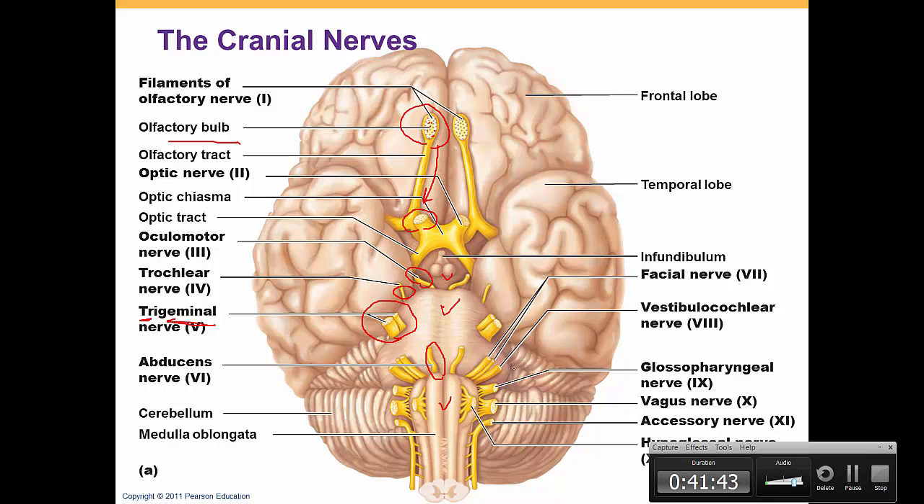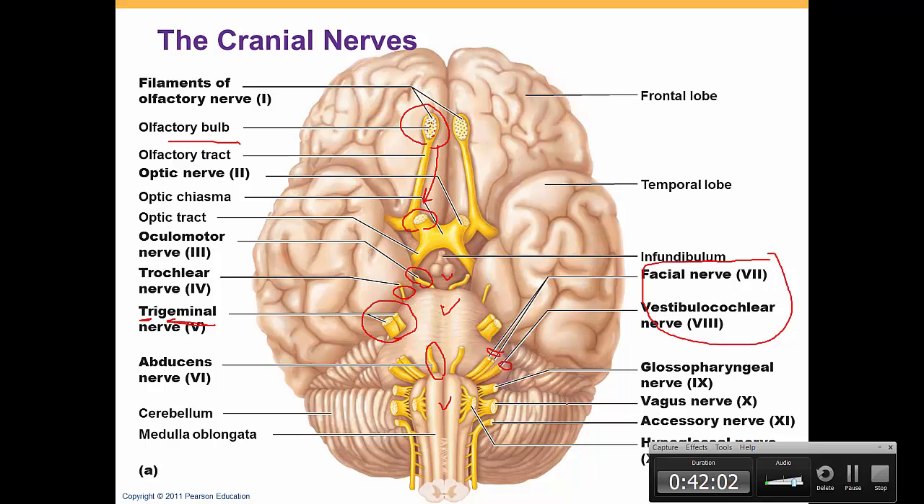Then cranial nerve number 7 and 8 are my facial nerve and vestibulocochlear nerve. These ones are so close to each other. The facial nerve is more medial. The vestibulocochlear nerve, which is number 8, is more lateral.